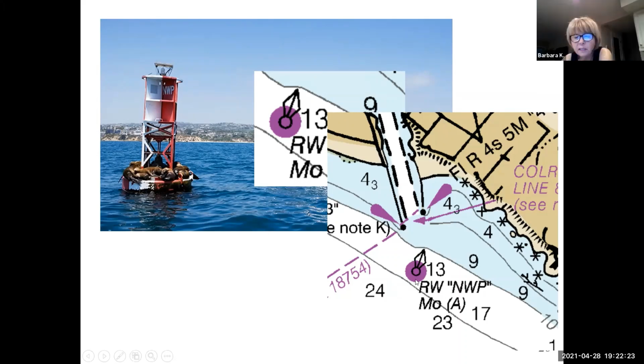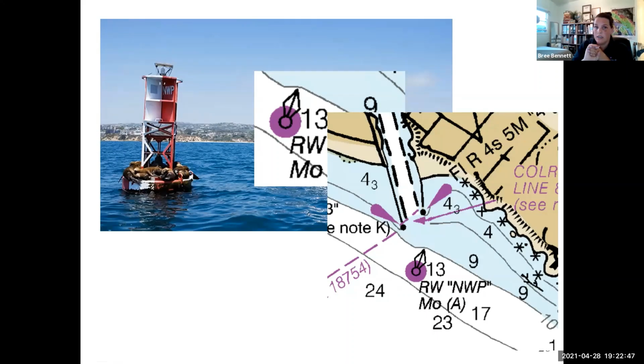So you say, okay, the NWP, I see that lettering on the buoy itself. You said RW. That is indicating the characteristics of the buoy itself. It is red and vertically white striped. Just red and white. Yes. Then MO, MOA is the light characteristic.